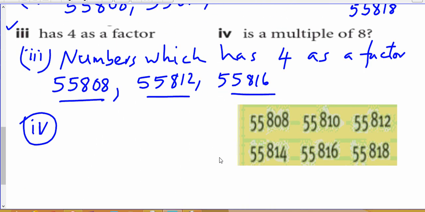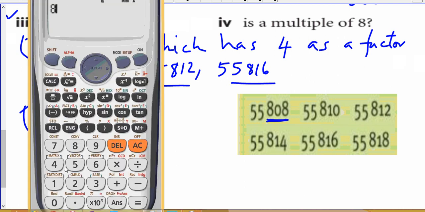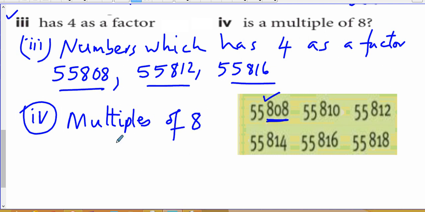We want to find which of those numbers is a multiple of 8. What did we say? For a number to be a multiple of 8, look at the last three digits. Let me start with this number. The last three digits are 808. Now, is 808 divisible by 8? The answer is yes. 808 divided by 8, you are getting a whole number. So once you say yes, it means that this number is a multiple of 8. So here we write multiples of 8 are 55808.